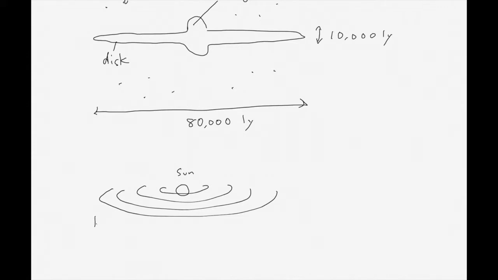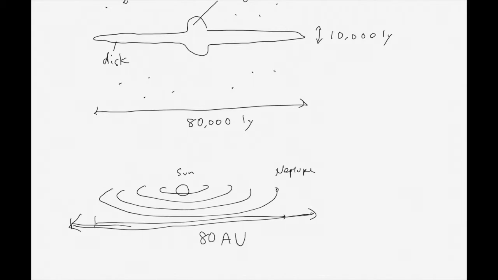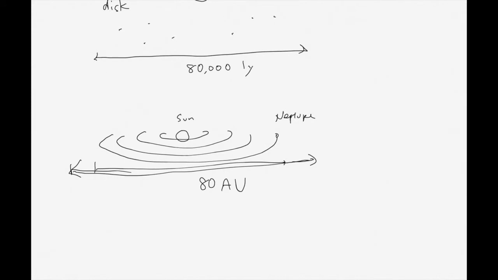So we could consider Neptune. Even outside of Neptune, we still have some objects, Kuiper belt objects. So we could consider the size of the solar system to be a little bit larger than the orbit of Neptune, about 80 AU, astronomical units. Then we could compare the two sizes.